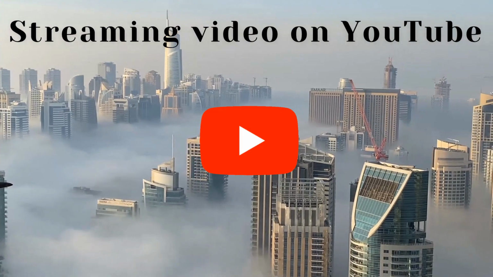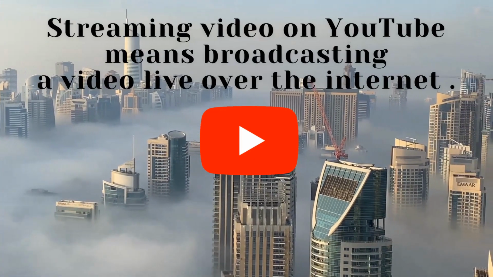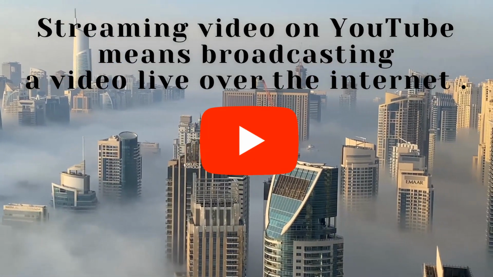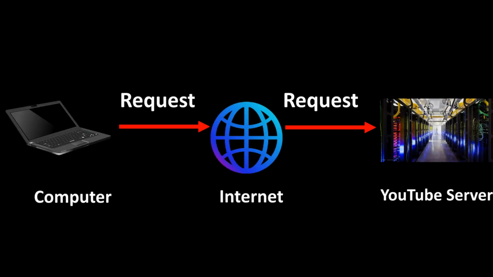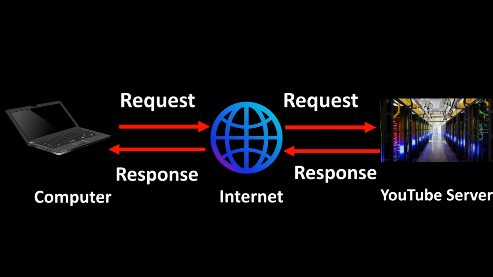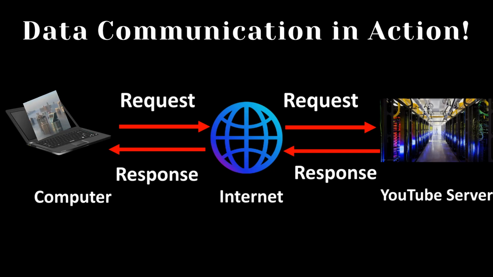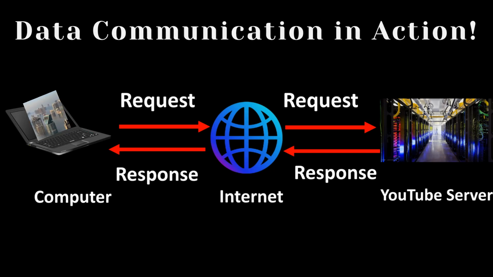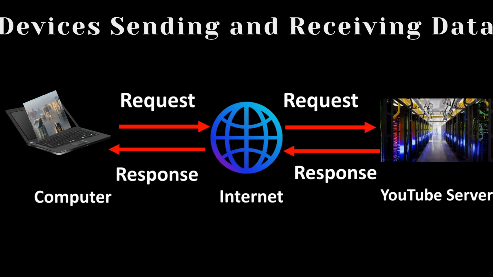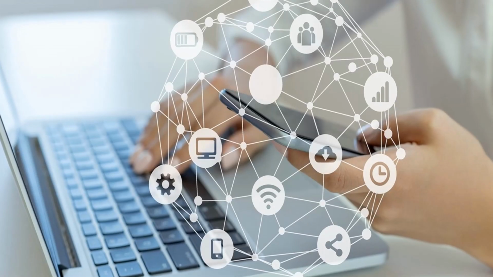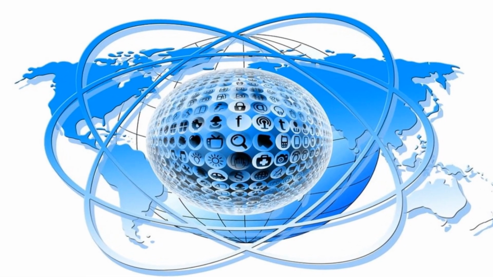For example, when you stream a video on YouTube, streaming video on YouTube means broadcasting a video live over the internet. Your device sends a request to YouTube server. YouTube server sends back data, frame by frame, sound by sound. Your screen shows the video, and your speaker plays the sound. That's data communication in action, devices sending and receiving data to keep things working smoothly. It's how phones talk, how computers connect, and how the internet works.